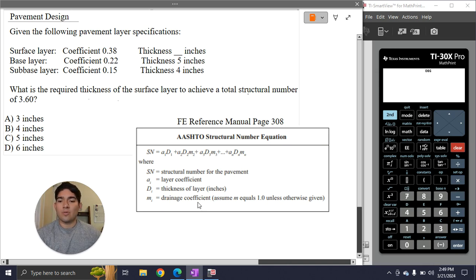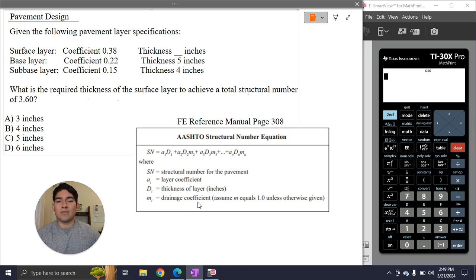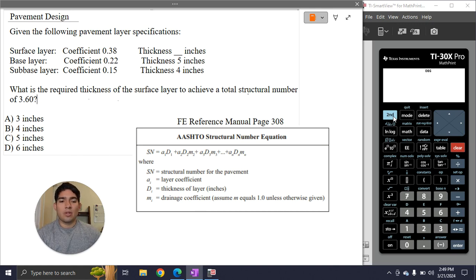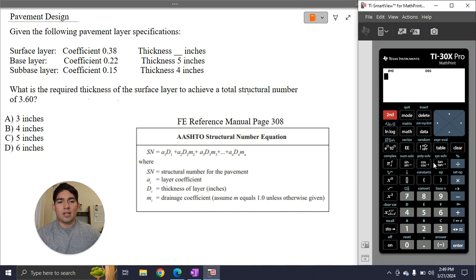In this case, we don't. We only have layer coefficients, and we're also given the thickness of the layers. So we're going to use this equation. Like I said, the way we do this with the calculator is we hit second, then we go right here to this number, solve, and we enter our equation.